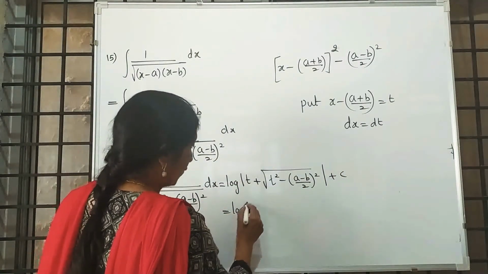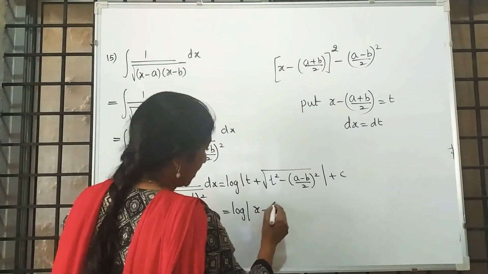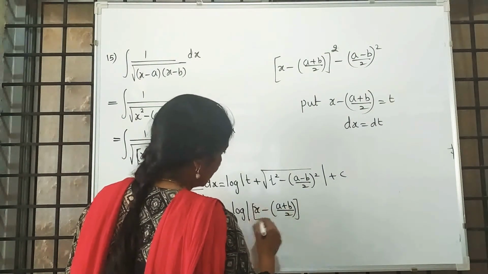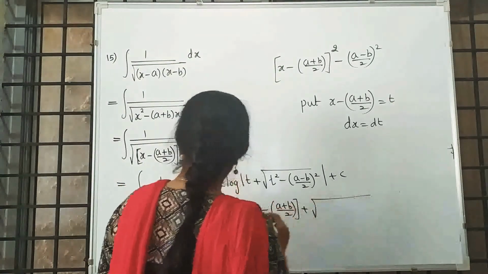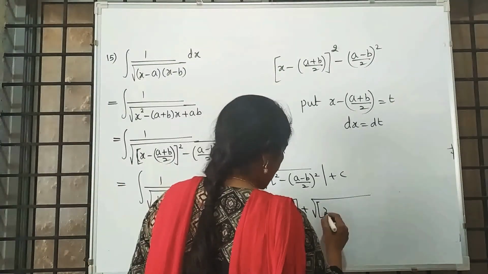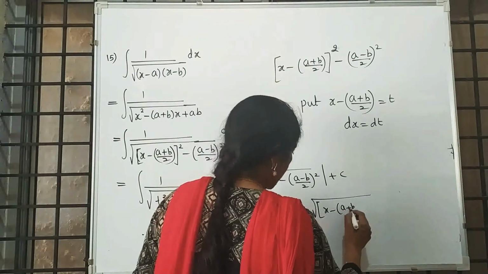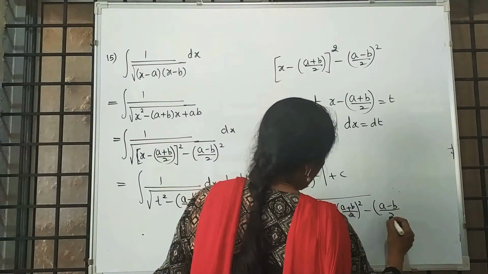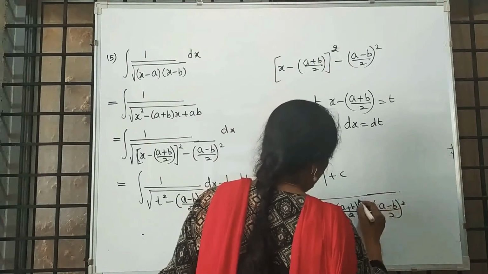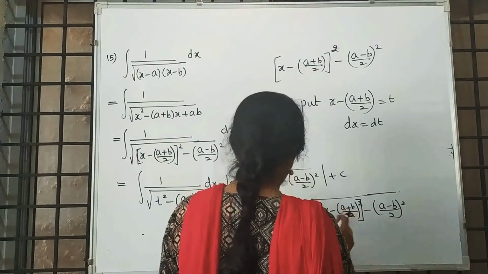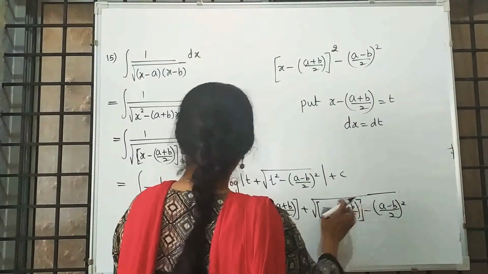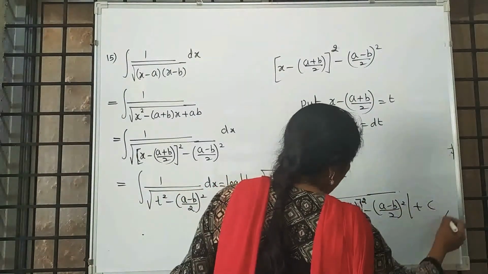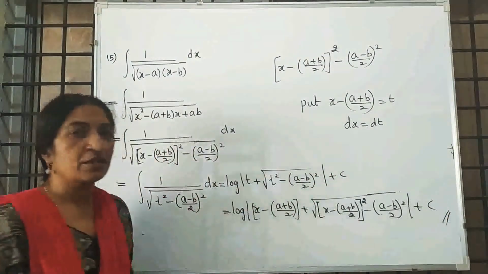It is the log of, the t value is x minus (a plus b) upon 2, plus root of, in the bracket, (x minus (a plus b) upon 2) whole square minus ((a minus b) upon 2) whole square. This is in the bracket. Remember, that is very important. Plus c. If you want, you can simplify, otherwise keep it like this.